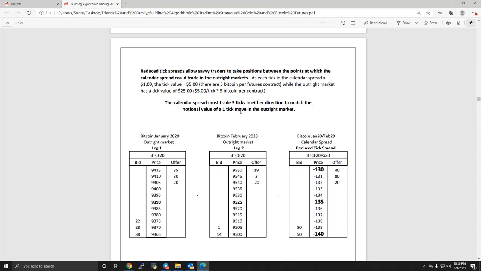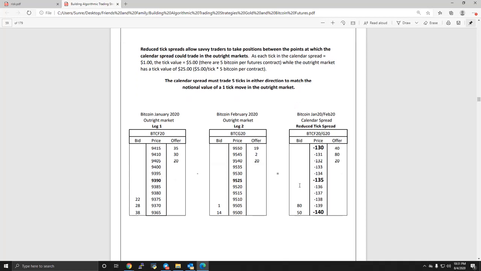So just to take another look at it here, the calendar spread must trade 5 ticks in either direction to match the notional value of 1 tick move in the outright market. So that would be the calendar spread moving from minus 130 to minus 135. The P&L on a one lot calendar spread position would be $25 from 130 to 135, and then $25 more from 135 to 140. Just as in the Bitcoin outright market, each tick is $25.